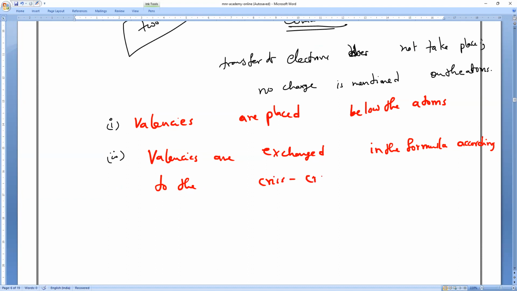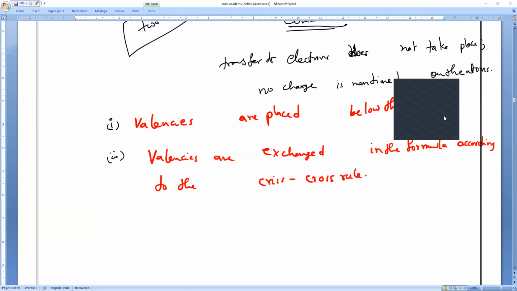Sir, one doubt, sir. What are the covalent compounds, sir? I will tell you, just wait. Basically the covalent compounds are formed by non-metal and non-metal. So now let us see the first example, everyone.